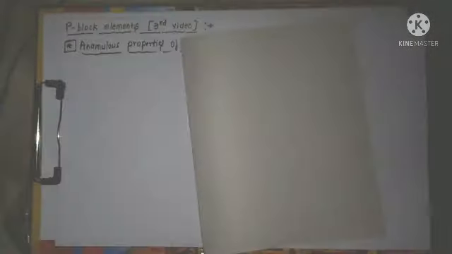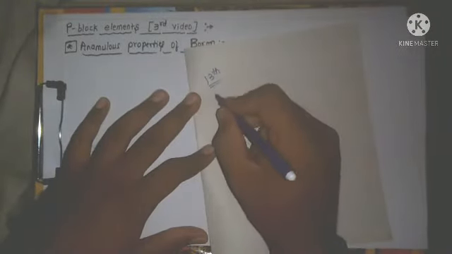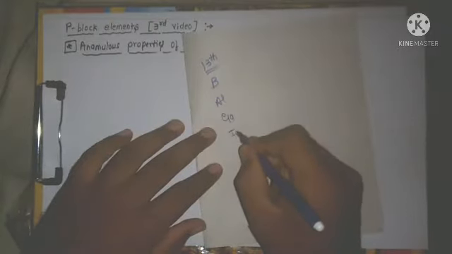For this one, I will take rough paper. Which group are we discussing? 13th group. Correct? 13th group. What are the 13th group elements? Boron, aluminium, gallium, indium, thallium.